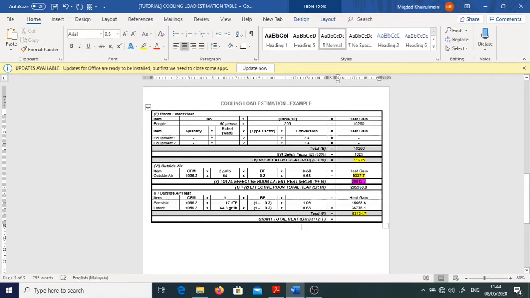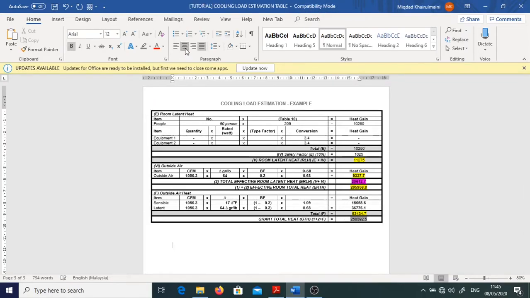Finally, we have to calculate the grand total heat, GTH. So 1 plus 2 plus F. 1 plus 2 just now was this value here. So 1 plus 2 plus F: 205,956.8 plus 53,434.7. We get our grand total heat of 258,392.5. This is our total space heat gain. Total space heat gain for our office is 258,392.5. The unit is BTU per hour.